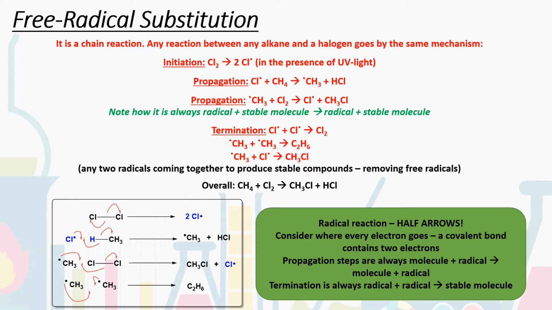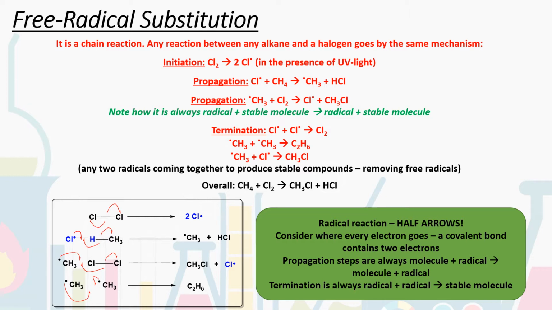Also note that the radical we form in our first propagation step must be the radical we use in our second propagation step. So we form the CH3 radical in the first step. That's what we then use as a reactant in the second step. And the radical that we end up forming at the end of our second step, because it's a chain reaction, must be the same as the radical that we started our first propagation with, the Cl radical.